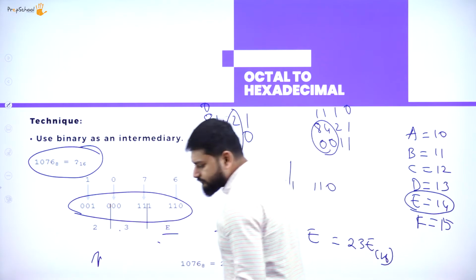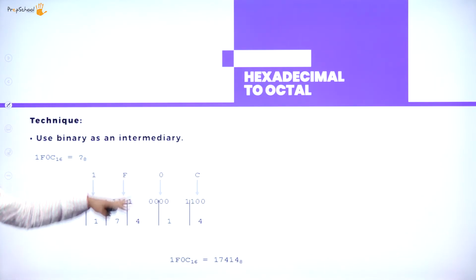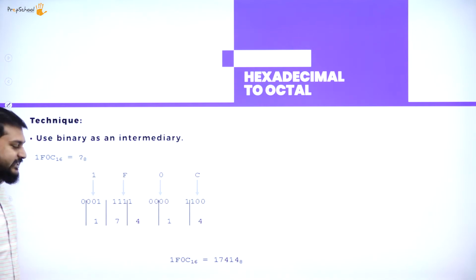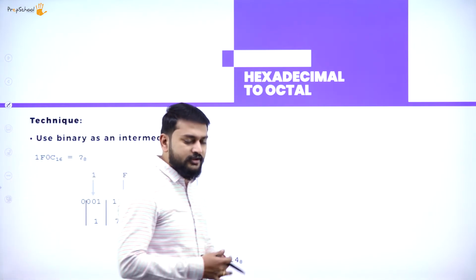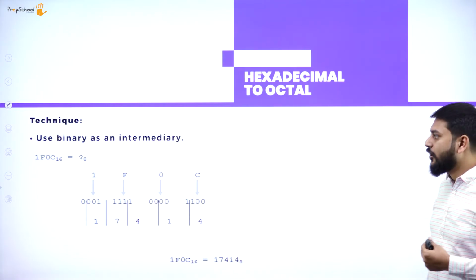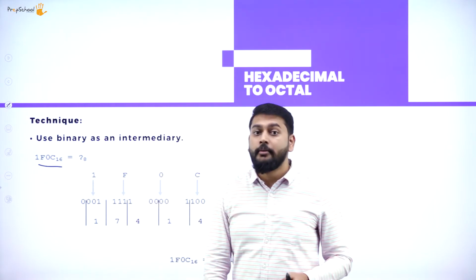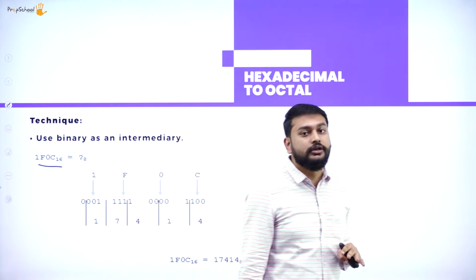All right. Let me go to the next conversion. So I have hexadecimal to octal. Hexadecimal to octal is quite the reverse method of what we have done in the previous problem. What is it that they have given? Let's have a quick look. They have given the hexadecimal number, but I want to convert it into octal. How do I do that?